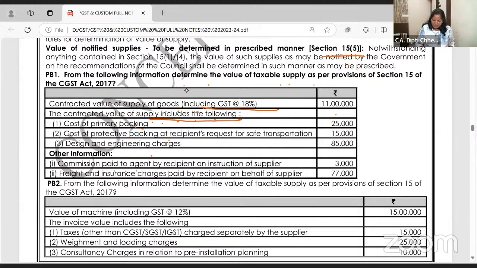Commission paid to agent by the recipient. See, on behalf of the supplier, the recipient is paying, like the ice cream example I gave. I'm giving you catering service, but the ice cream wala is dropping at your place, and directly you're paying. I am the supplier, I should pay the commission to the agent. You are paying. Is it a part of the transaction value? Yes. Freight and insurance charges paid by recipient. Is it a part of the transaction value? Yes. And see, this is inclusive of GST.